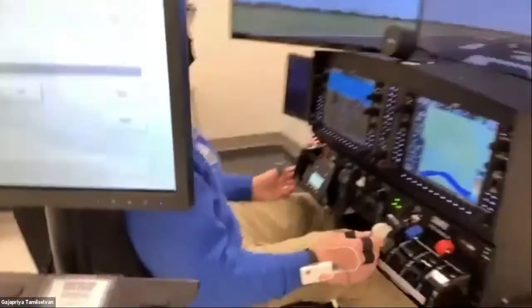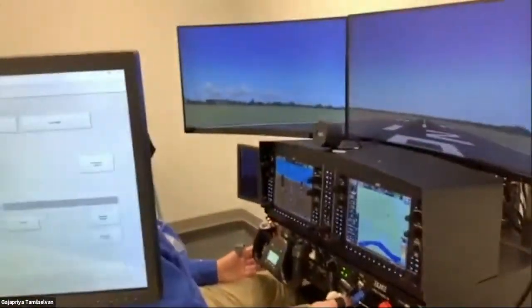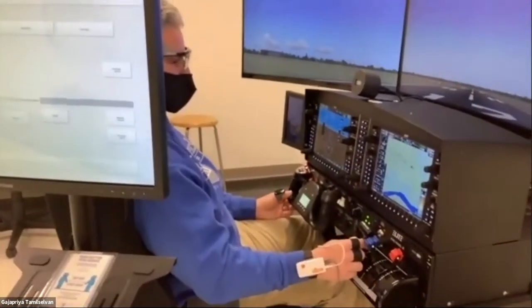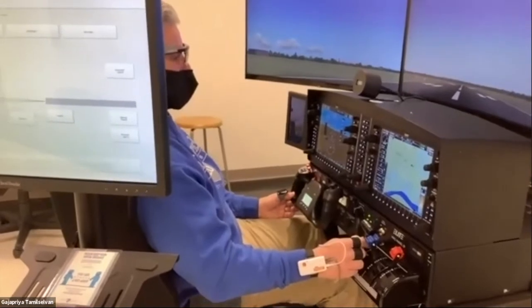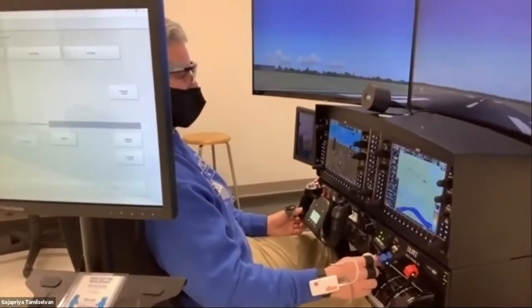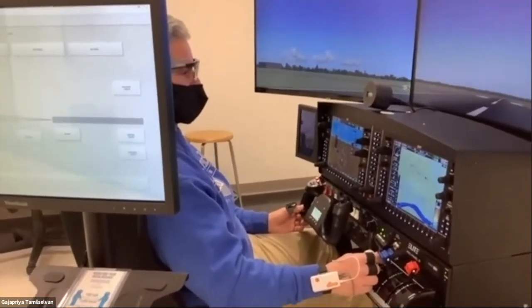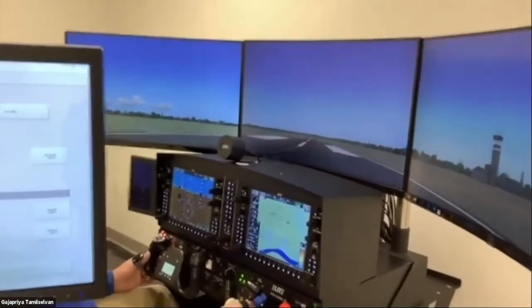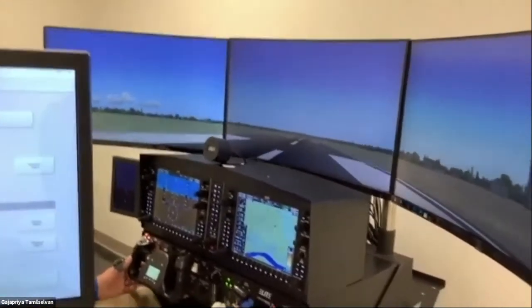So Dave is going to fly, and we will see how these sensors capture all the signals, with eye tracking, with the pulse oximeter, and also with the galvanic skin response sensor. So he's taking off now from St. Louis Downtown Airport.